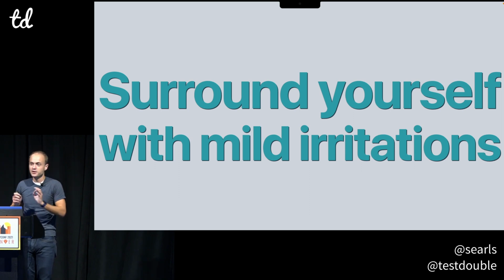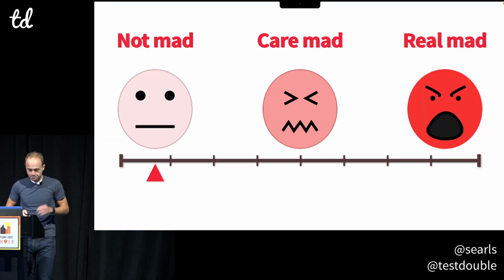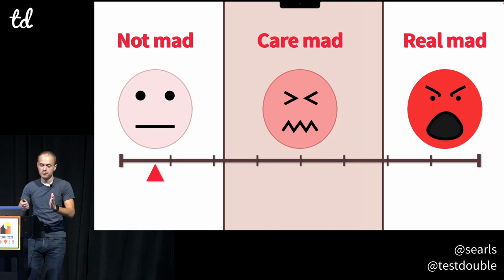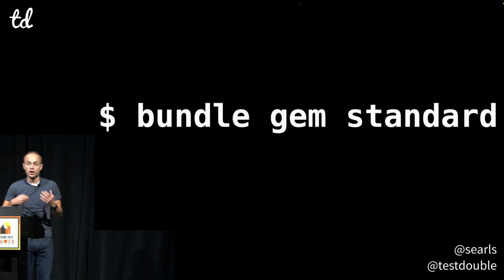I like to design evergreen problems and things to work on that I find mildly irritating or antagonistic, because it keeps me motivated, it keeps me focused, and it's my happy place productively. So if I think about how to maximize the time I spend in care mad mode, it was again just: let's limit these pointless debates and let the architecture follow that.